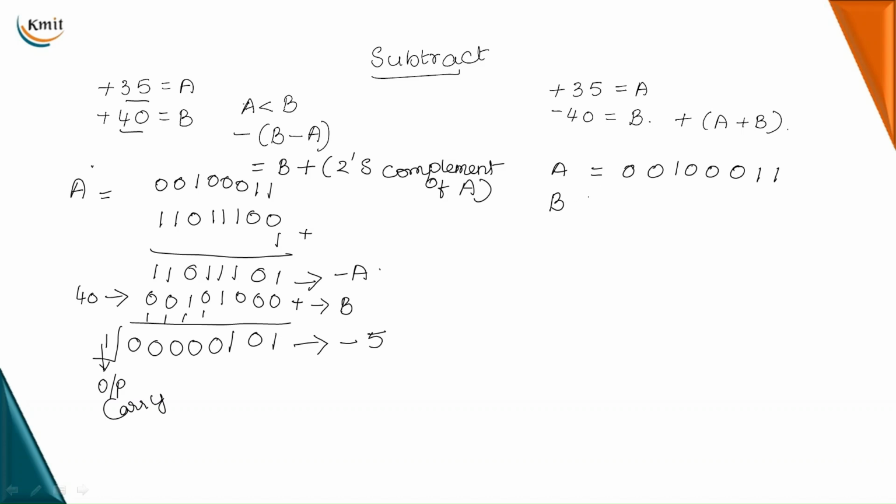Similarly, what is the binary representation of 40? 0, 0, 1, 0, 1, 0, 0, 0. Just add the magnitudes. So it becomes 0, 1, 0, 0, 1, 0, 1, 1. So this is nothing but 75. So what is the sign? The resultant sign should be plus. So plus 75. So this is how you perform the subtraction operation on sign magnitude data based on the table.